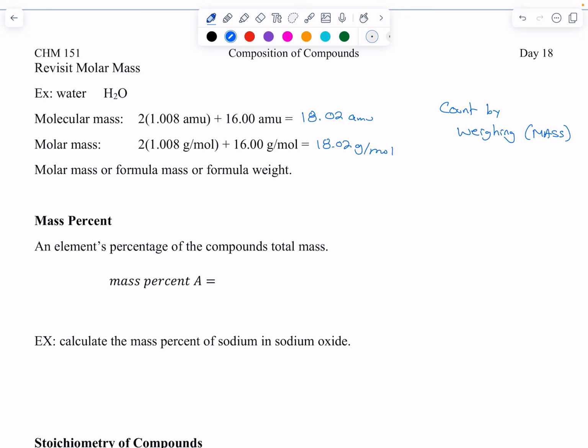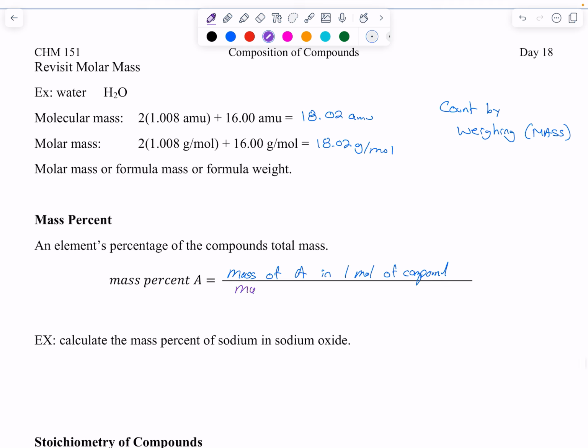All right, so mass percent. It's an element's percentage of the compound's total mass. So the mass percent of A would be the mass of A in 1 mole of compound, all over the mass of 1 mole of compound, multiplied by 100%. That's it. All right?